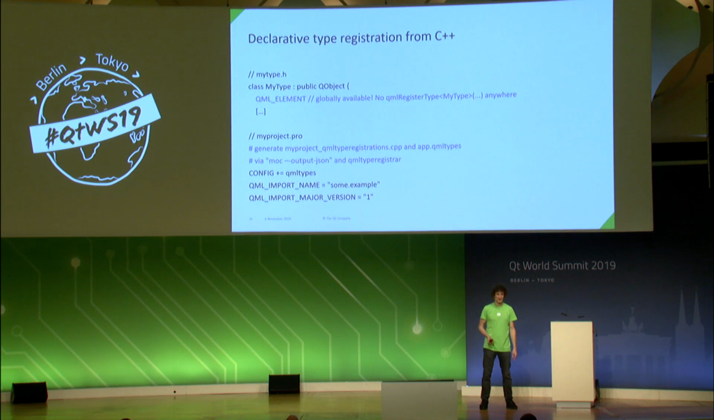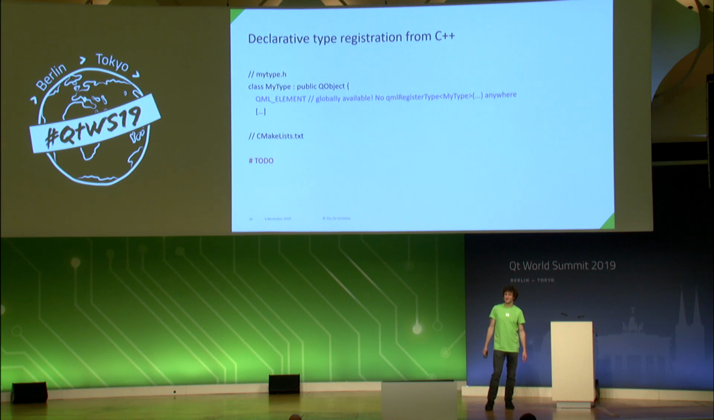How that works internally: I've added an option to moc that causes it to output the metatype information into an additional JSON file. And there's a tool called qmltyperegistrar that reads those JSON files and generates qmltypes files and type registrations CPP files and compiles the CPP files into your application, and off we go. Yeah, there's still a big to-do. We have to do the same thing for CMake, but we'll get to that.